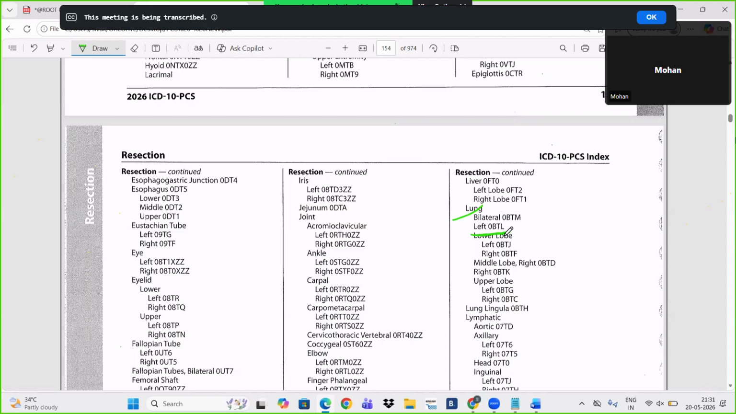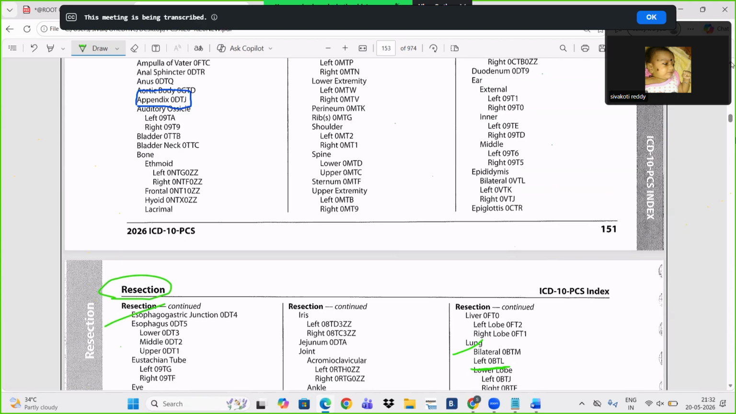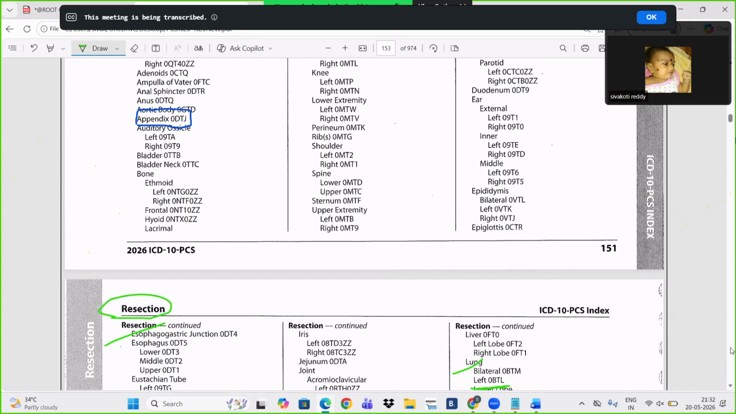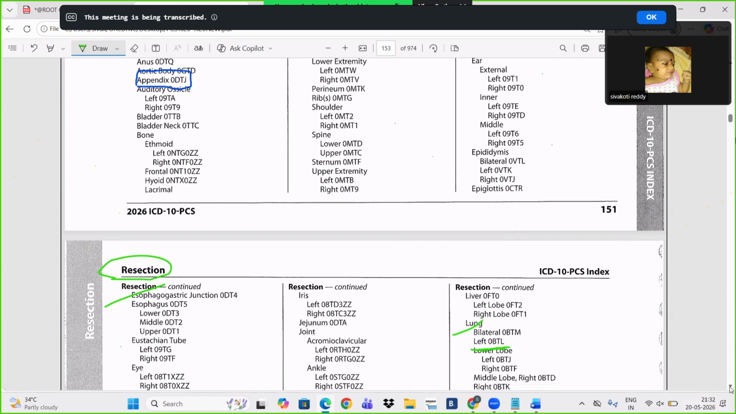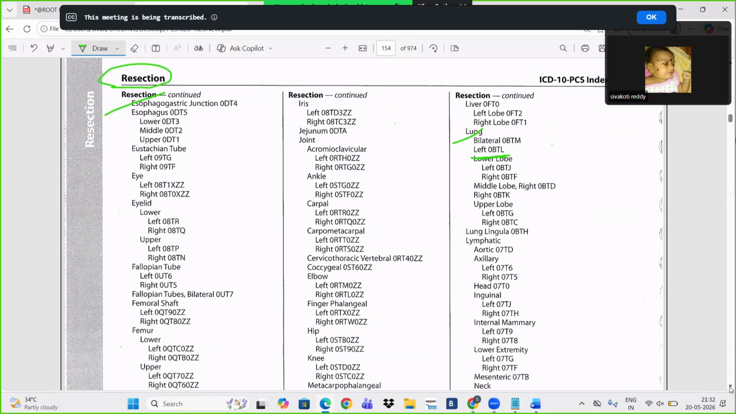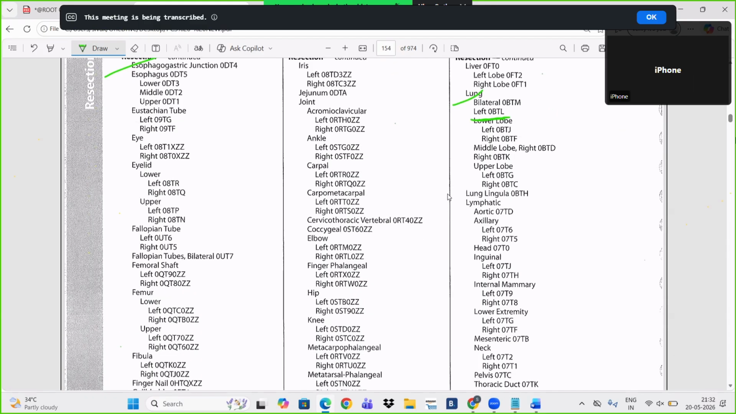You are on which page? Tell me, I will help you. 152. Don't tell the page number. Here, in the headings, tell me. Resection or reposition, what are you seeing in the book? Resection. Under resection, check the value. Lung. We have A to Z again under resection. L. Lung means L, right? Yes, lung. Under lung, left.